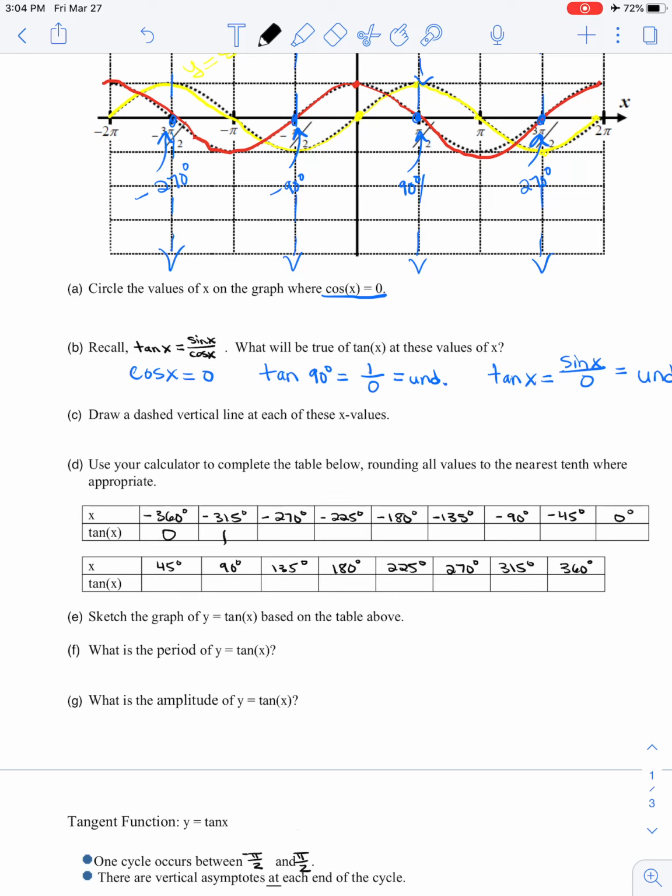At an x value of negative 270, if you tried to type that in, remember, there's a vertical asymptote there, so that would have given you an error on your calculator, which means that the tangent is undefined there. The same thing would have happened at negative 90 degrees. You would have gotten an error, which means undefined.